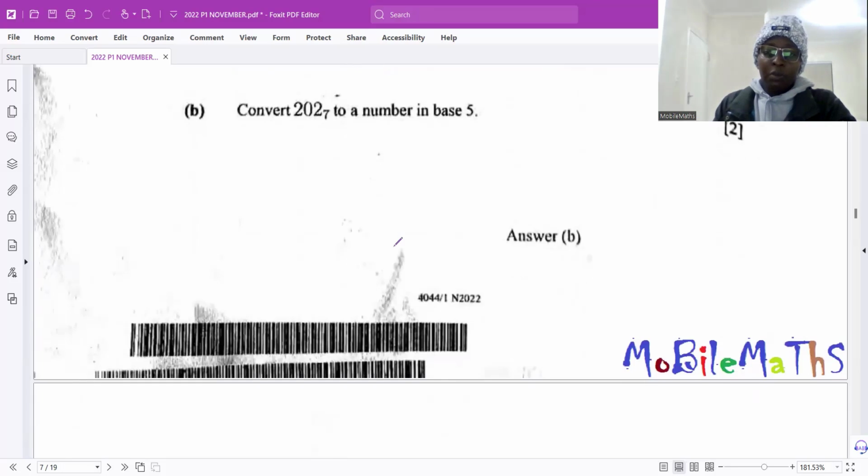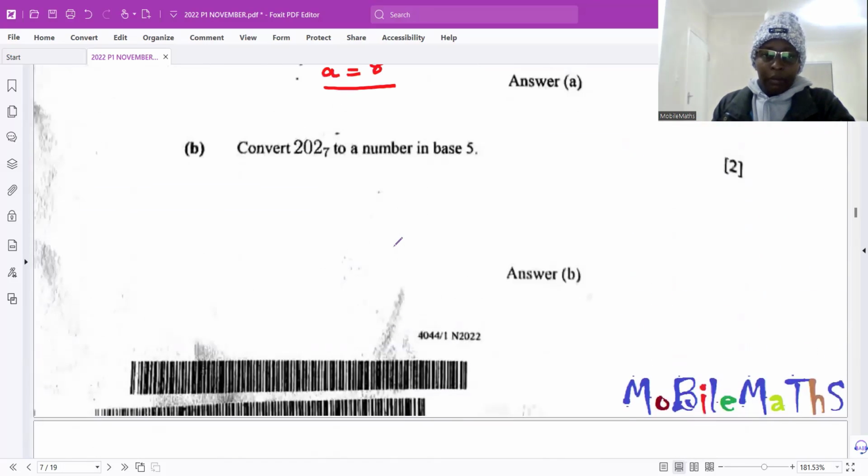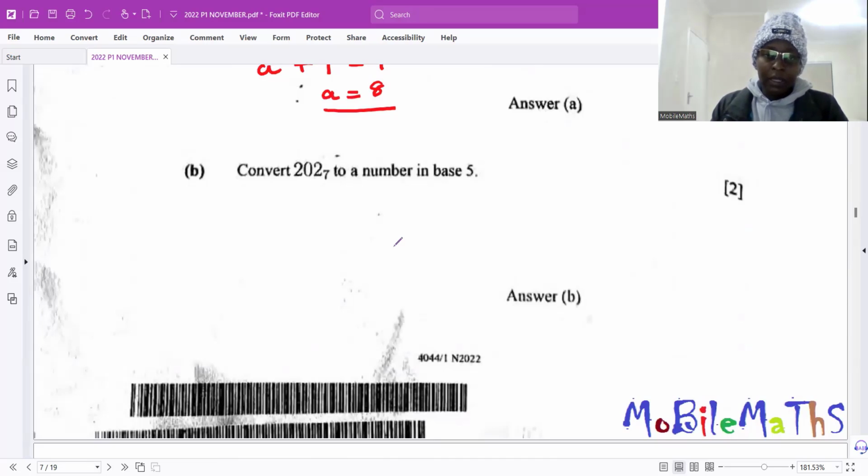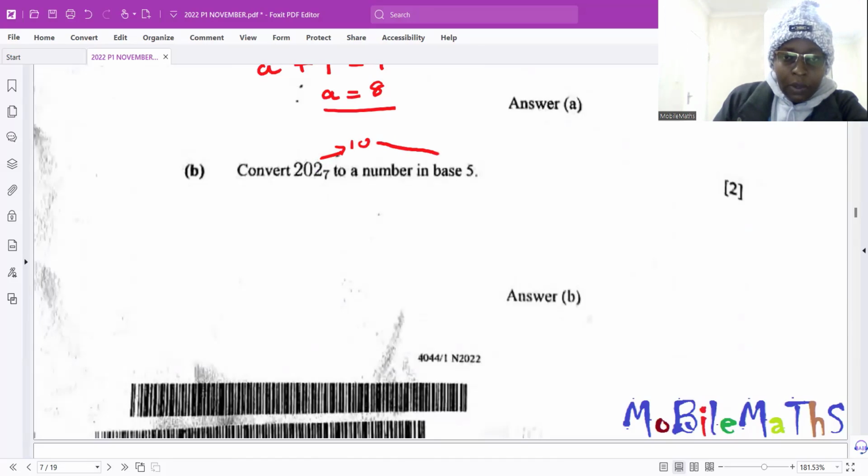Okay, let's move on to B. Convert 202 base 7 to base 5. So first of all, we go to base 10. Then from base 10, we go to base 5. That's how we answer this question. Okay, let's do it. For 202 base 7, I can raise 7 to the power of 0, 7 to the power of 1, and then 7 to the power of 2.